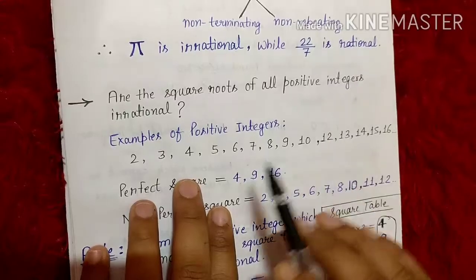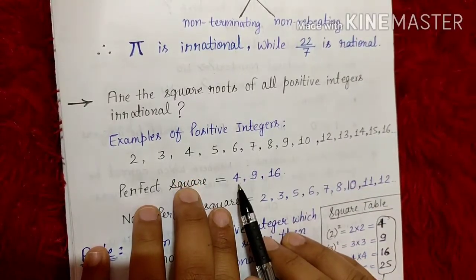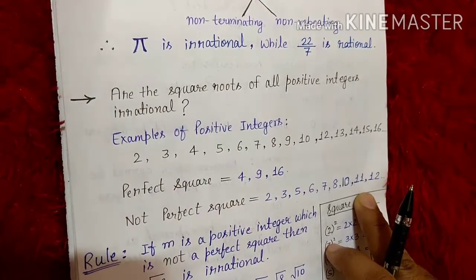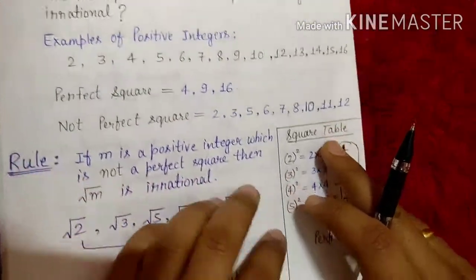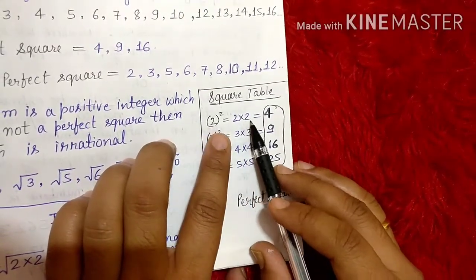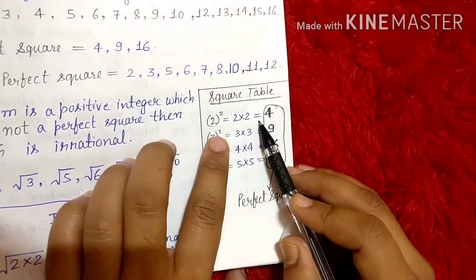Positive integers. Now out of these, what are the perfect squares? What is a perfect square? It is the number we get when we multiply a number by itself. Just look here: 2 squared means 2 multiplied by 2, a number multiplied by itself, so what are we getting? 4.